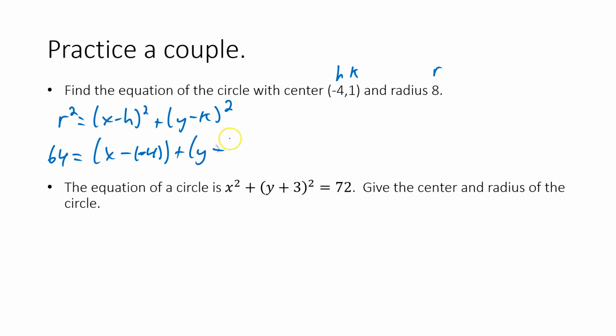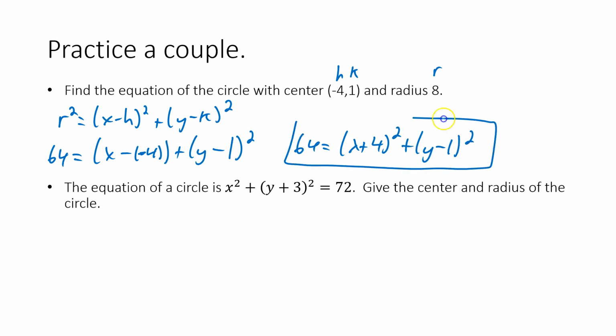plus y minus 1 squared. So if we rewrite that, we have 64 is equal to x plus 4 squared plus y minus 1 squared. There's our equation for our circle. Now, there might be some of you saying, wait, why is there an x and a y there? I thought x and y were negative 4 and 1. That's our center. So what this tells us is any coordinate pair x comma y that satisfies this equation will be on the circle.